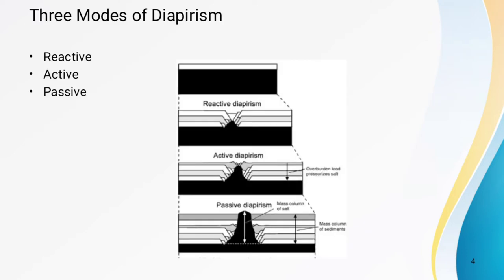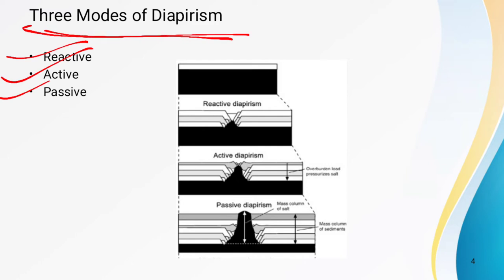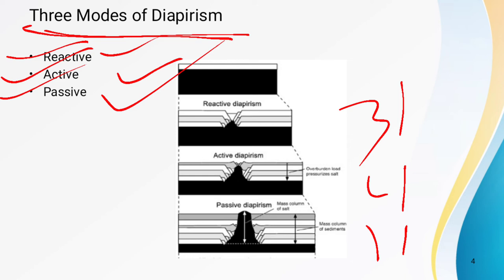Okay, so next, there are three modes of diaperism: reactive, active, and passive. This is the reactive mode, meaning progression from 1, 2, 3. So first is reactive, then active, then passive. First is the reactive type, some, then more, then the most.